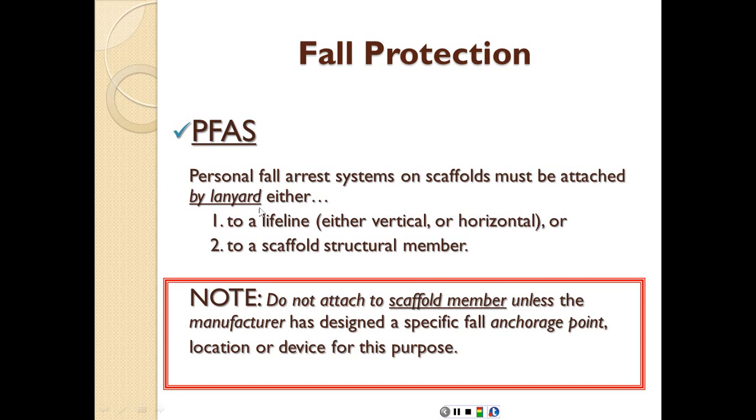The personal fall arrest systems on scaffolds must be attached by lanyard either to a lifeline, either vertical or horizontal, and we have seen these in fall protection, or to a scaffold structural member. Do not attach to a scaffold member unless the manufacturer has designed a specific fall anchorage point, location, or device for this purpose, because that's going to take a lot of load. Remember the 1800 pounds that we talked about before. So if it's not designed for that purpose, then you cannot attach to it.